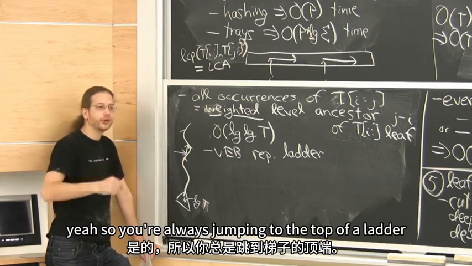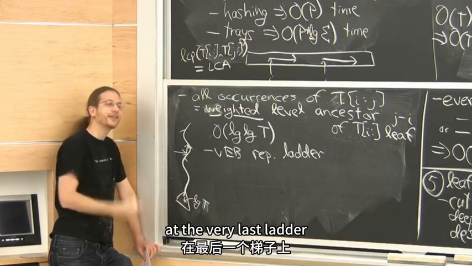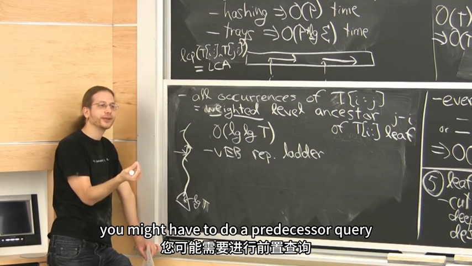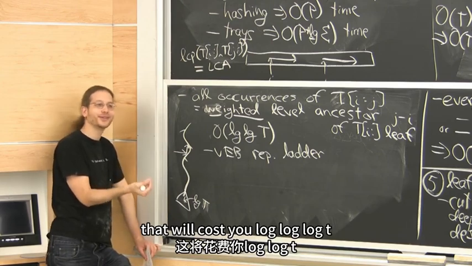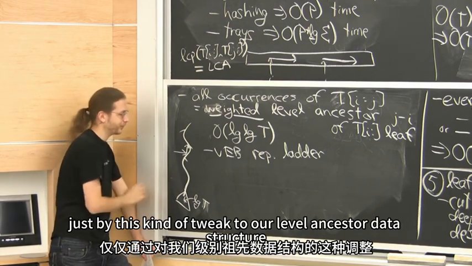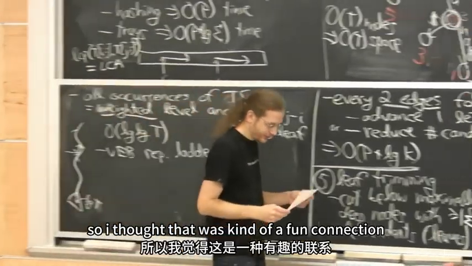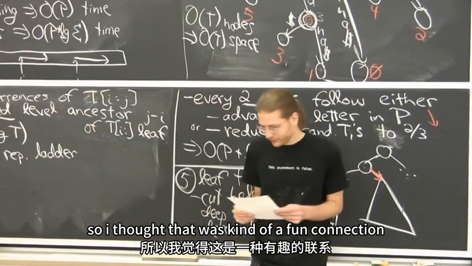Yeah. So you're always jumping to the top of a ladder. You'll only have to traverse log t ladders. At the very last ladder, you might have to do a predecessor query. That will cost you log t. But overall, it'll be log t time, just by this kind of tweak to our level ancestor data structure. So I thought that was kind of a fun connection.